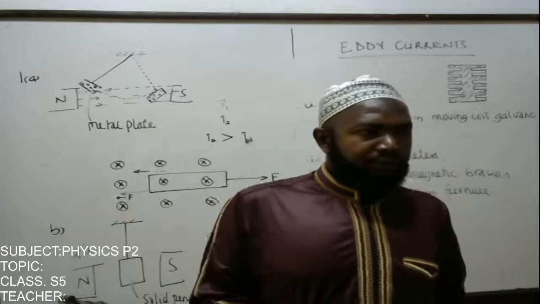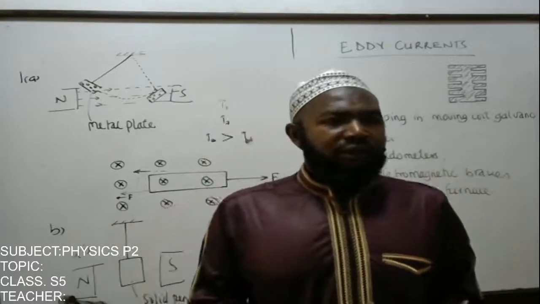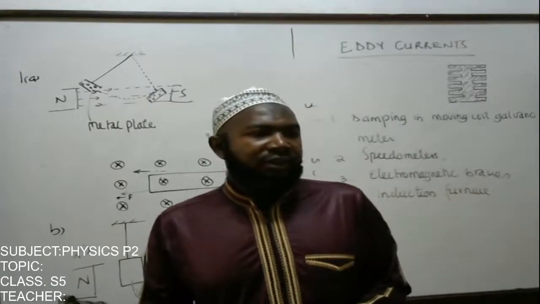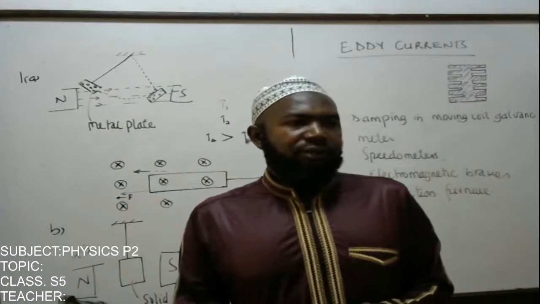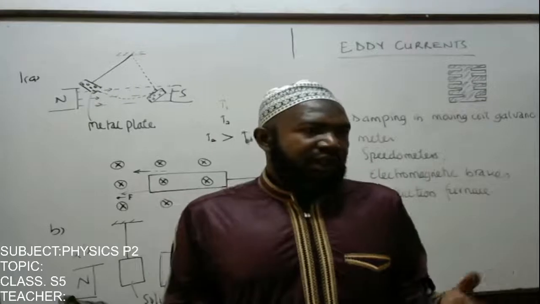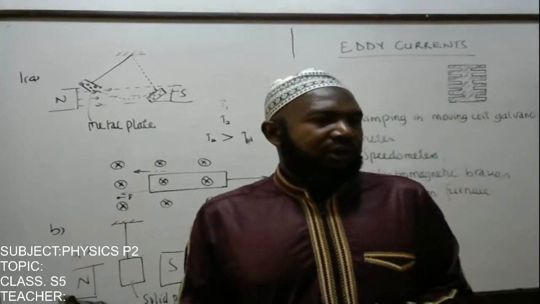Then part B, when the plate moves, it cuts the magnetic field. Eddy currents are induced. The magnetic field due to the current interacts with the applied field, producing a force which opposes the motion. Glass is an insulator, and therefore no current is going to be induced, hence no resistance to its motion.